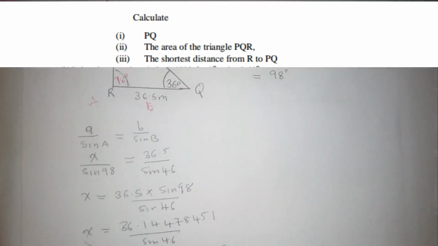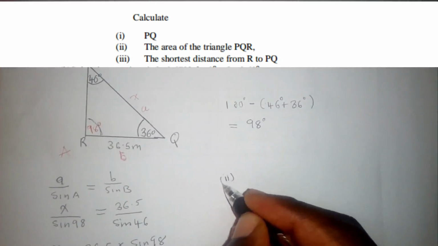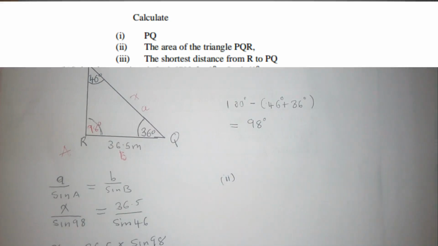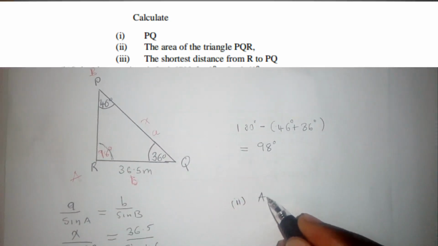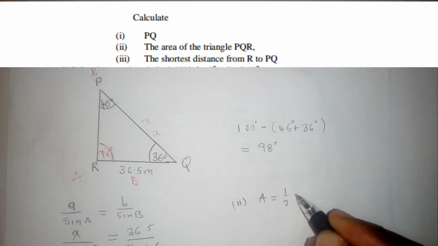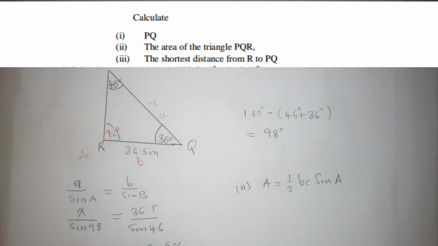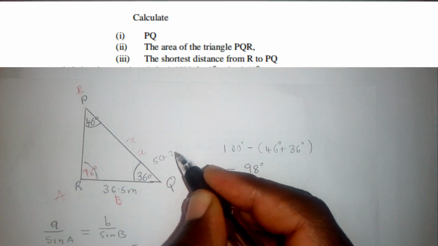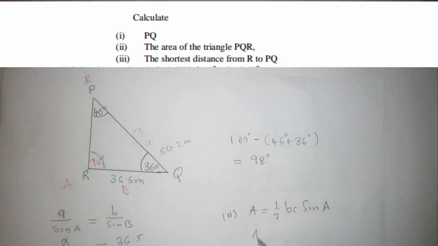We go to the next question, which is question 2A. So they are saying we find the area. For us to find the area of a non-right angle triangle, we use this formula. This side we found, we know it's 50.2 meters, this side here. So we can say area is equal to 1/2.